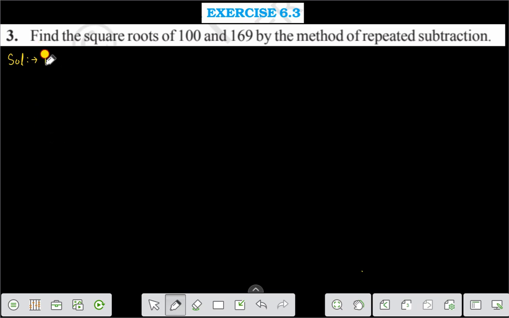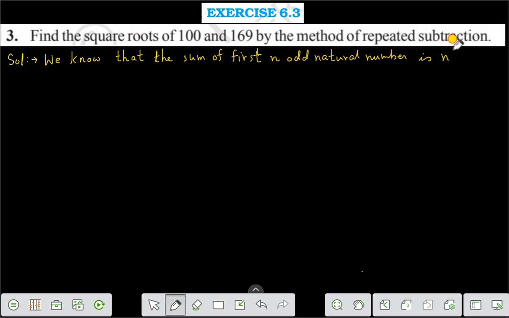We know that the sum of the first n odd natural numbers is n square, right?